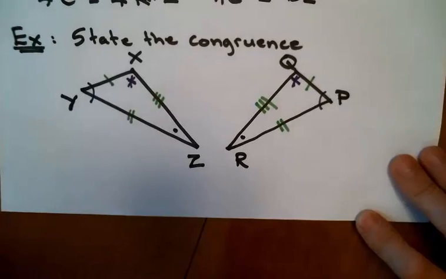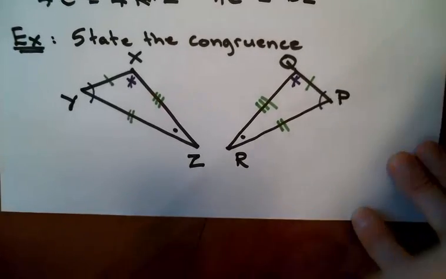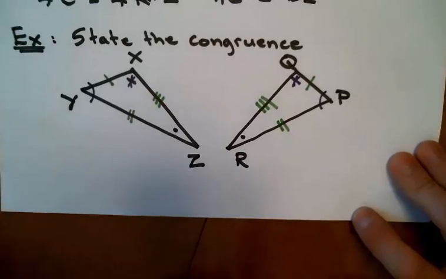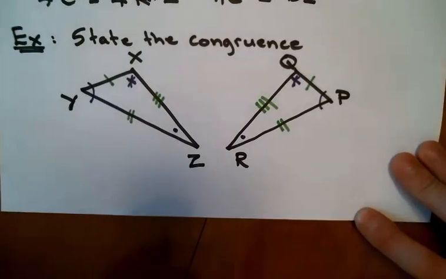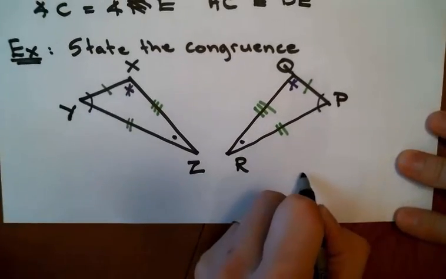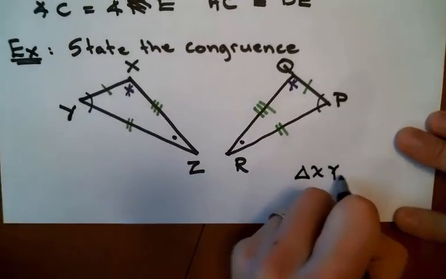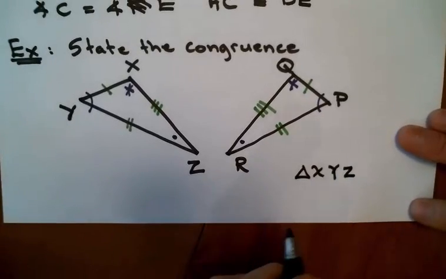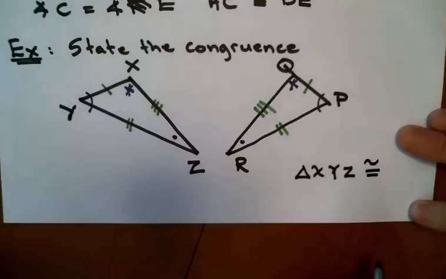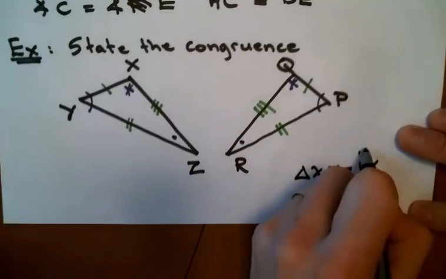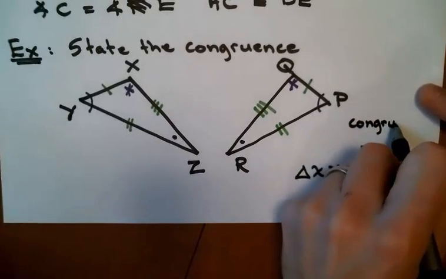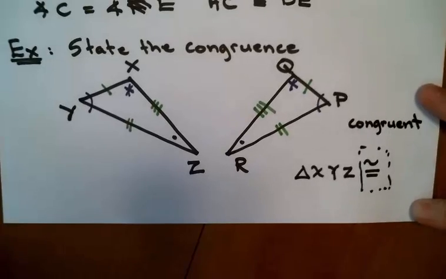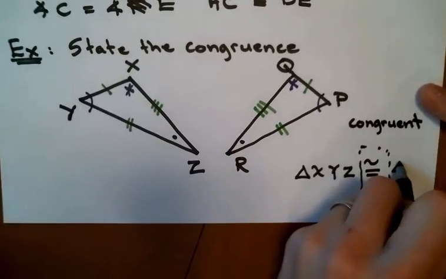I'm just making us draw it out. Now, if you want to state the congruence, you would be given this diagram and you'd look at this. You'd see corresponding sides, corresponding angles. They've got the identical symbols, and you would state the congruence. It's as simple as this. Triangle XYZ is congruent, so this means congruent, with the other triangle, QPR.